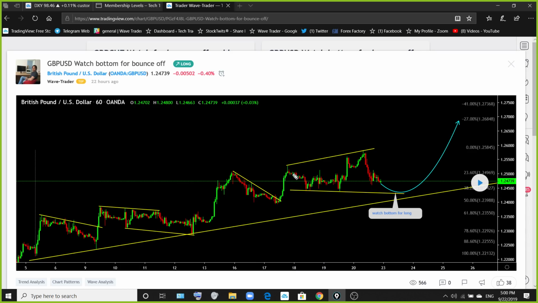So this expanding triangle, hold it and continue to go higher. All right, so this setup is going to be invalidated if price breaks down sharply like that and corrects over there. Then we're going to have one more drop back to the bottom. So we are not anticipating that one more drop, but a possibility exists for that one more drop on the pound.